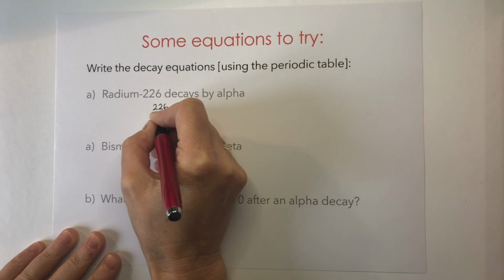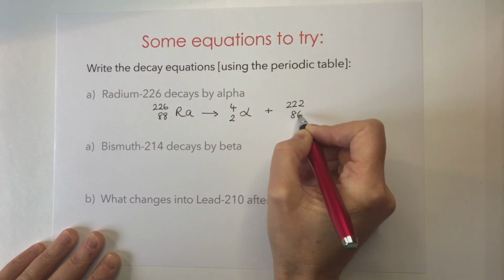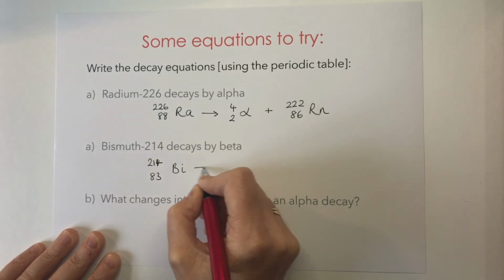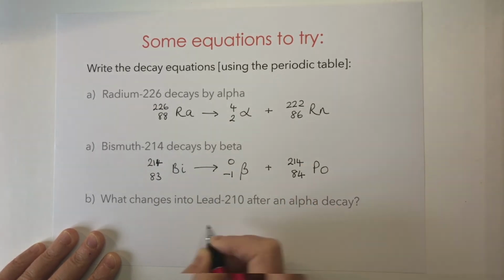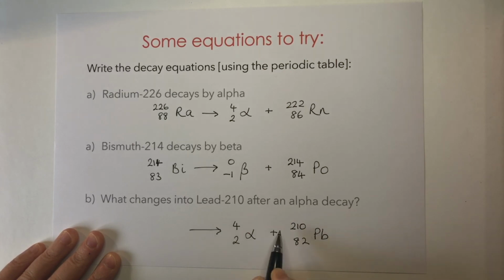Here are some nuclear equations you can try for yourself. Just remember always to make sure that the top numbers balance on each side of the equation and the bottom numbers. And remember that if you've got alpha or beta decay, the right-hand side will show a new nucleus because transmutation has occurred.